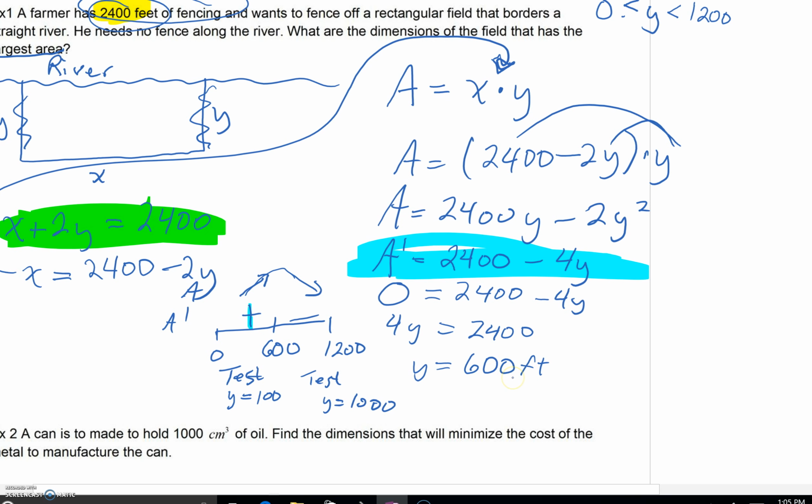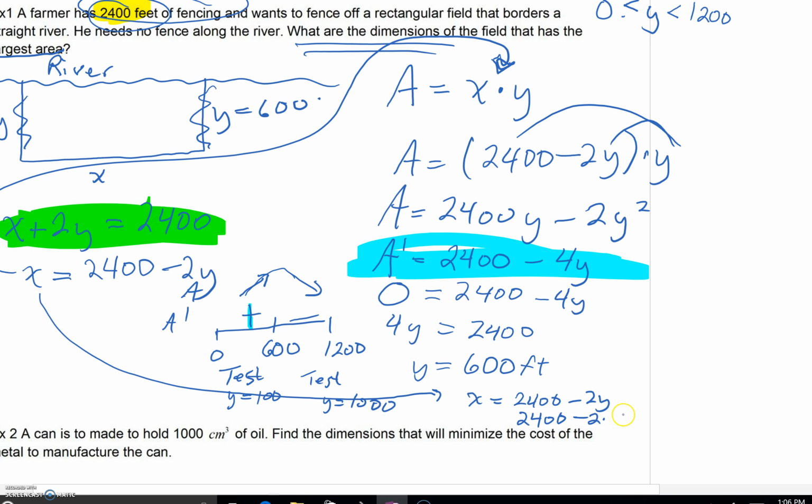If y is equal to 600, and they're saying, what are the dimensions? You could say, well, look at this picture right here. Y would be 600. What would my x value be? How on earth would I find that? Well, you could say, wait a minute, x was 2,400 minus 2y. If I plug in 600 for my y value, 2 times 600 is 1,200. 2,400 minus 1,200 is 1,200. Wow. So I can say for sure that we've got a max here when y is equal to 600. The first derivative test has shown that to me.